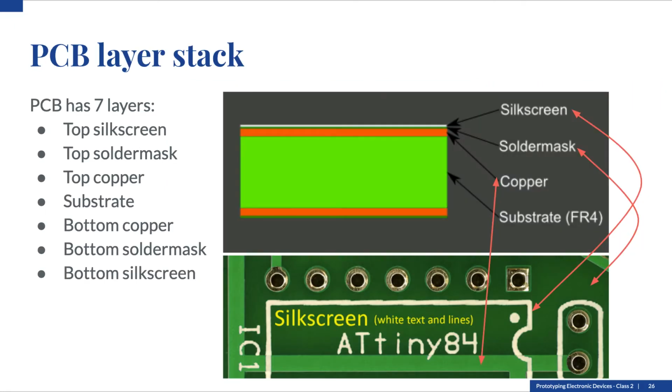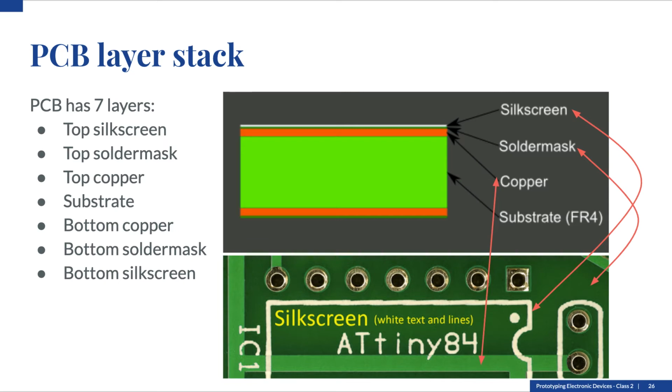A 2-layer PCB has 7 different layers of materials: top silk screen, top solder mask, top copper, substrate, bottom copper, bottom solder mask, bottom silk screen. Let's take a look at the PCB on the bottom of this slide. The substrate is not transparent, and we will not see any layer on the bottom side. The top layer is the silk screen layer. On this PCB, it has a white color. The silk screen layer is often used to show information for humans to read.